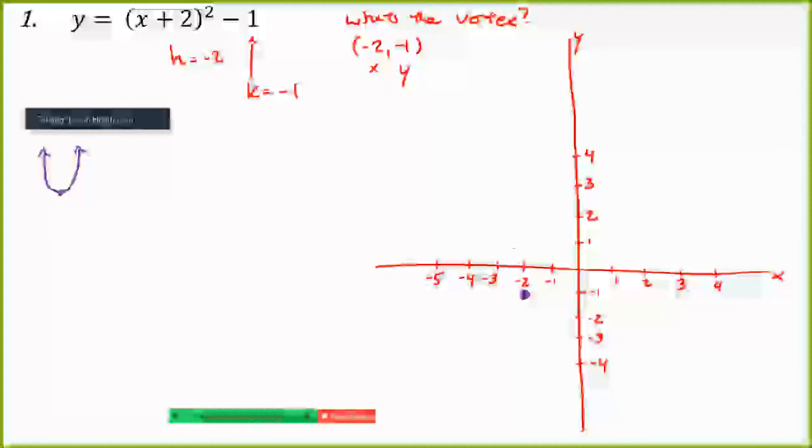Good morning, Bailey. We're just going over the homework that I gave you all on Tuesday. Okay. Kind of a review of how to graph these parabolas.